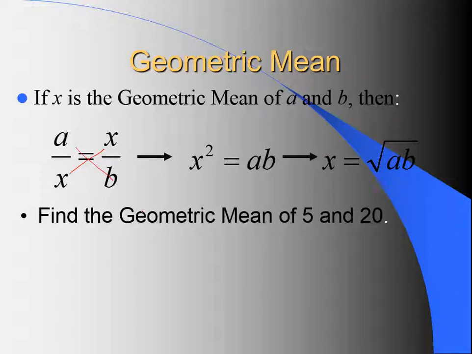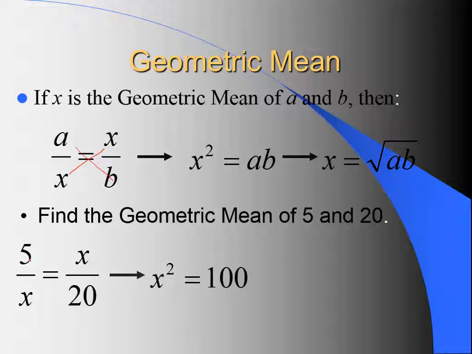So now let's put that into practice here. If we want to find the geometric mean of 5 and 20, we're going to set up our two fractions, make a proportion, where 5 is at the top, 20 is at the bottom. It really doesn't matter which one you put in which position, because 5 times 20 is the same as 20 times 5. I just usually put them in the order they're in the problem. Now, if we cross multiply, what do we get? x times x is x squared, and 5 times 20 is 100.